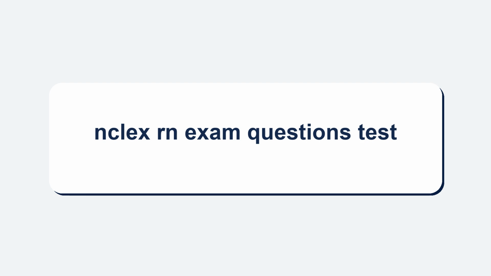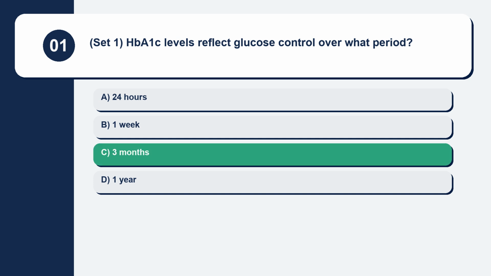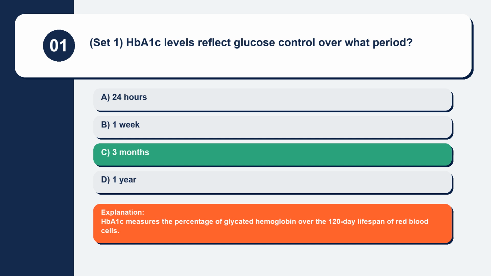NCLEX RN exam questions test. Question 1. Set 1. HbA1c levels reflect glucose control over what period? 24 hours, 1 week, 3 months, 1 year. HbA1c measures the percentage of glycated hemoglobin over the 120-day lifespan of red blood cells.